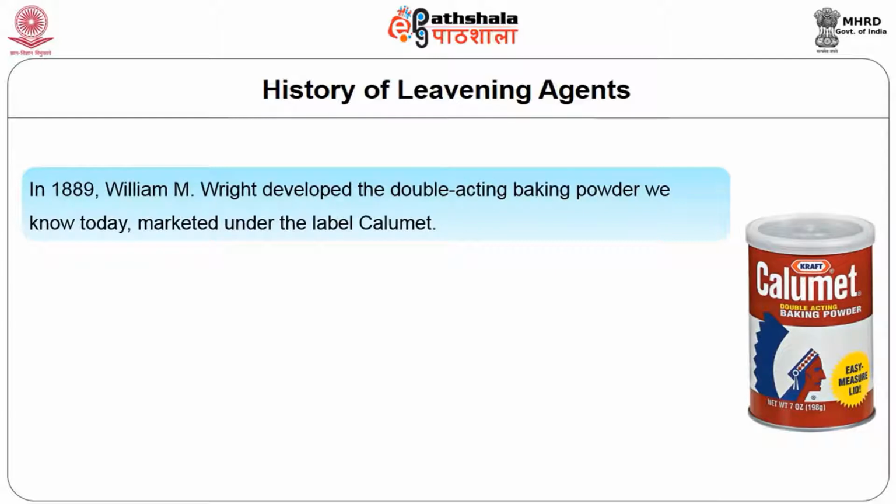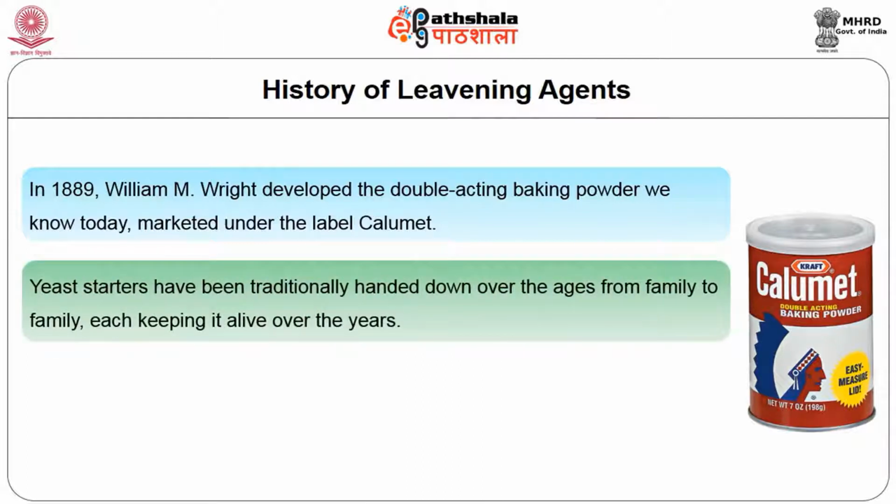In 1889, William M. Wright developed the double-acting baking powder we know today, marketed under the label Calumet.